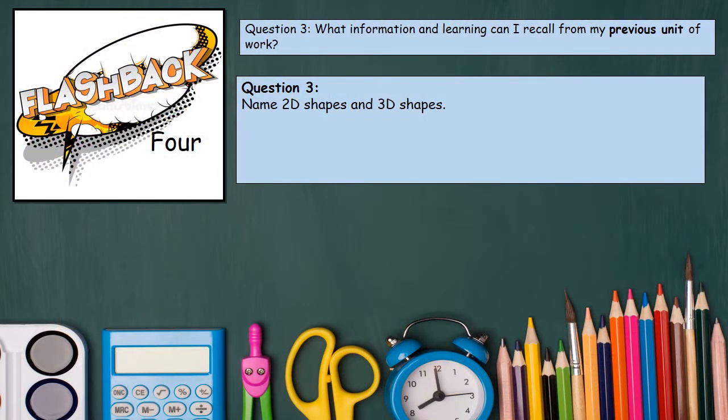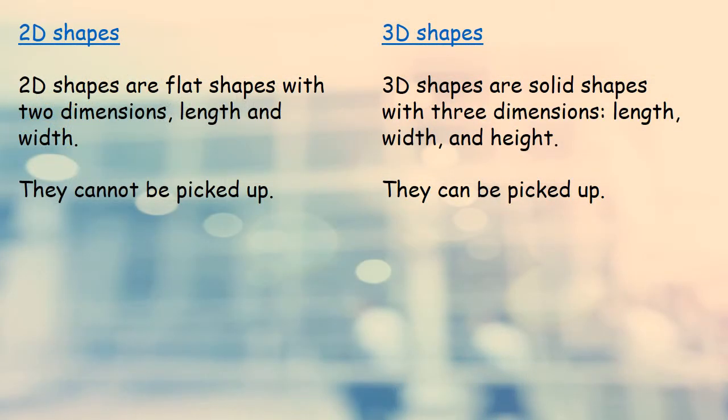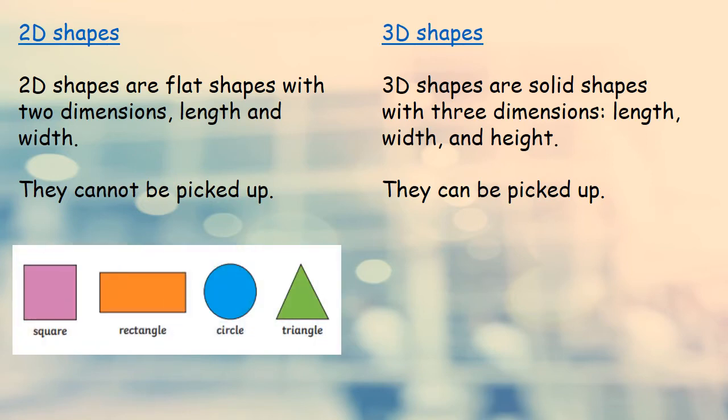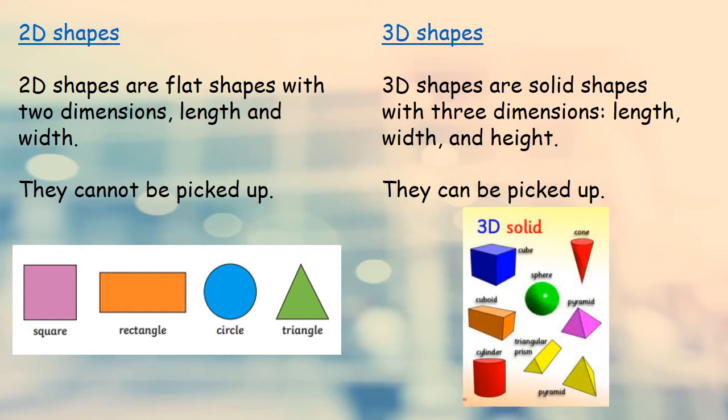What information and learning can I recall from my previous unit of work? Question 3. Name 2D and 3D shapes. 2D shapes are flat shapes with 2 dimensions, length and width. They cannot be picked up. For example, square, rectangle, circle and triangle. 3D shapes are solid shapes with 3 dimensions, length, width and height. They can be picked up. For example, cube, sphere and cuboid.